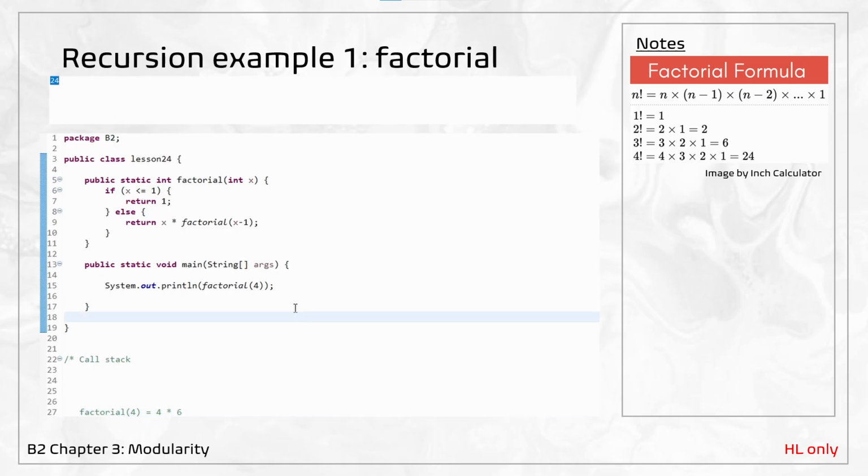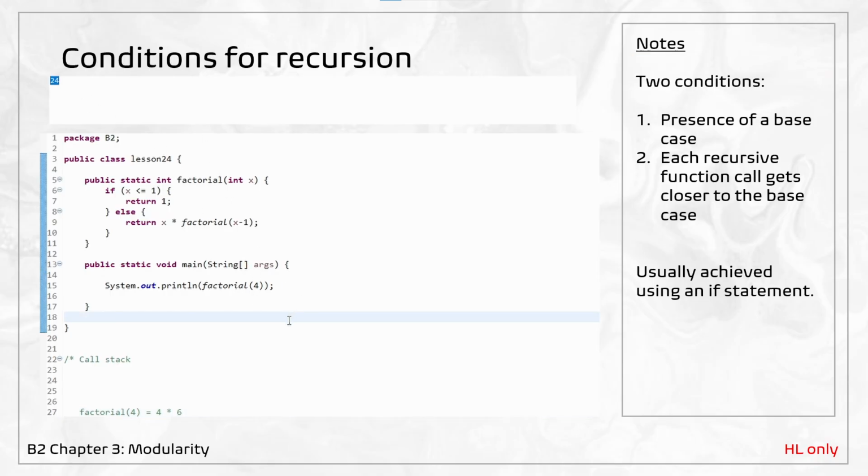There we go. Now for recursion to work, two things must be included in the recursive function. First is the presence of a base case. In the factorial example, the base case was that if the parameter is 1, return 1 for the function.